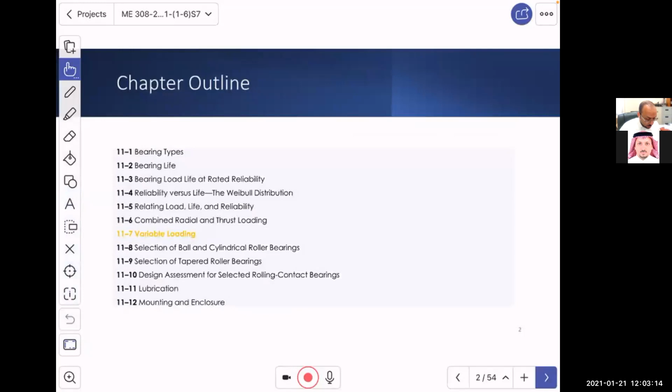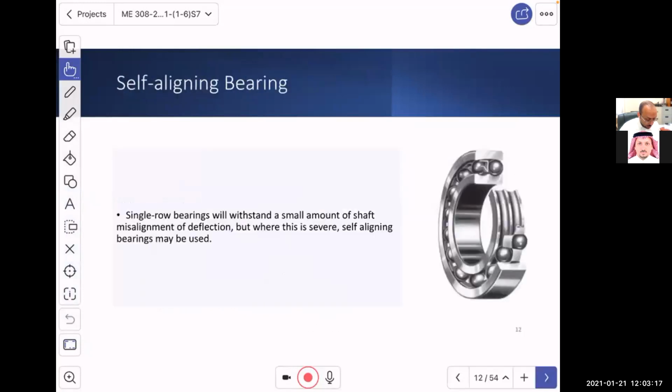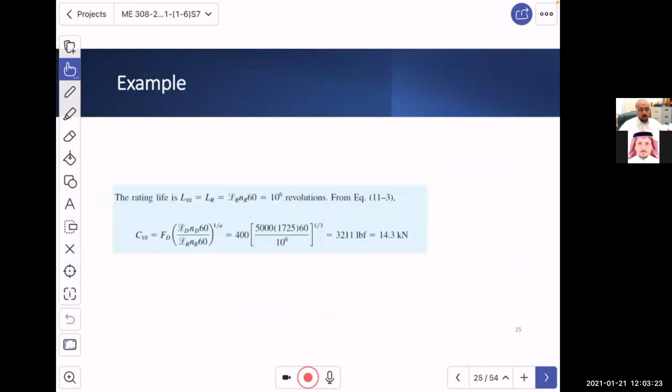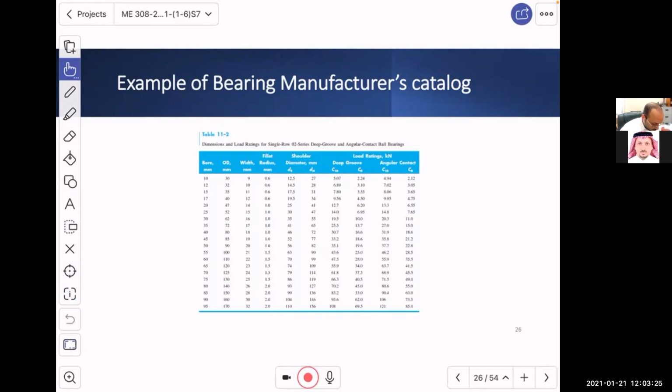Just to show you, last time I missed the point when I said I did not add some sort of catalog examples. So this is a slide. If you look at it carefully, just to go over it very quickly, this is the bore size, this is the OD of the bearing, this is the width, the fillet of the radius. This is the shoulder. These things are very important, the shoulder, the fillet. When the bearings sit on the shaft, you want to make sure that these match the same sizes on the shaft.